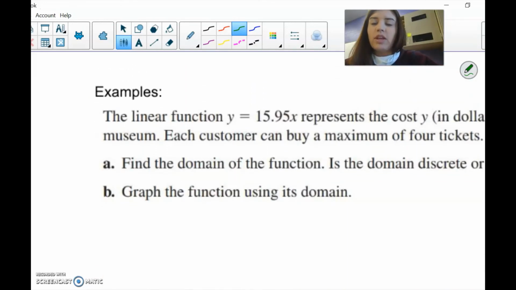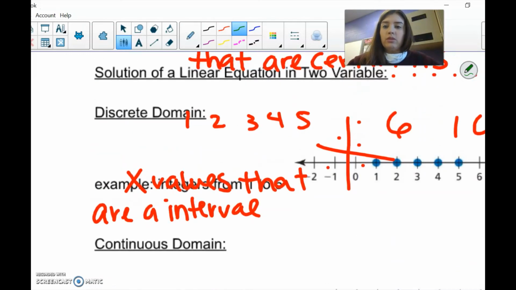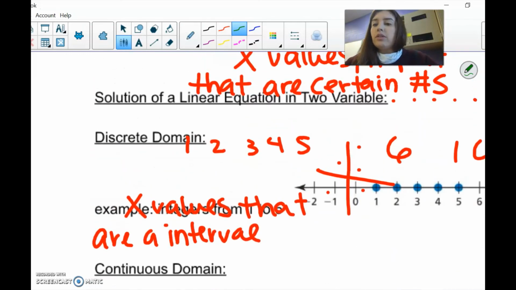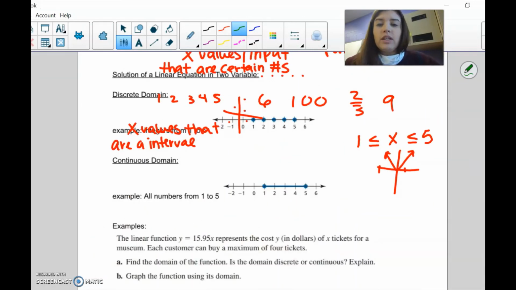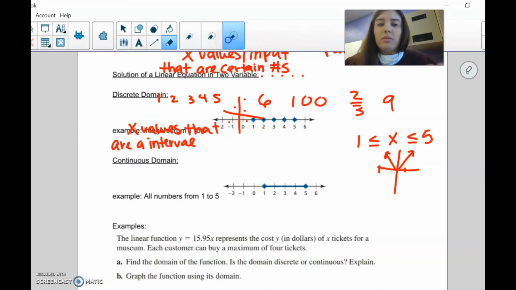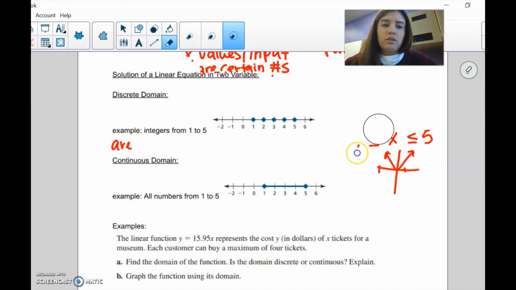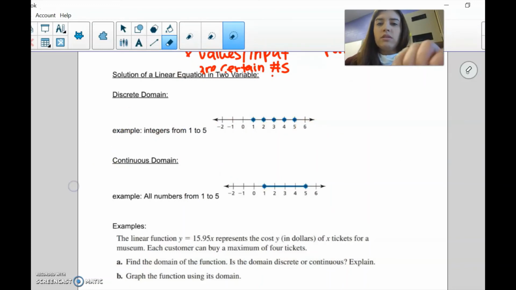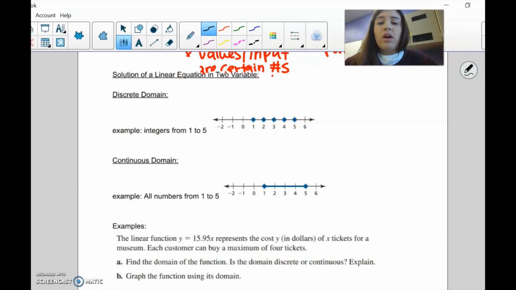Okay, so here's the thing. A discrete domain is always going to be particular or specific numbers. So it'll be numbers that we think about and find, or it'll just be given to us, like 1, 2, 5, 6. Any numbers. It could be a negative number. This would make it a discrete domain.